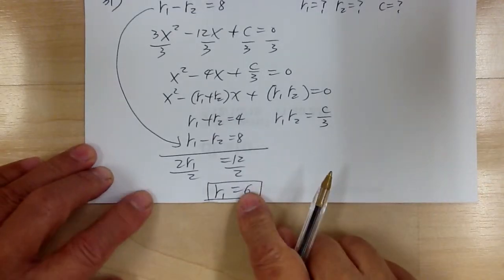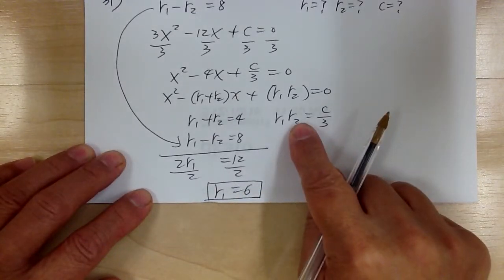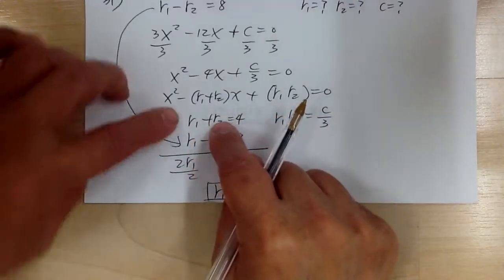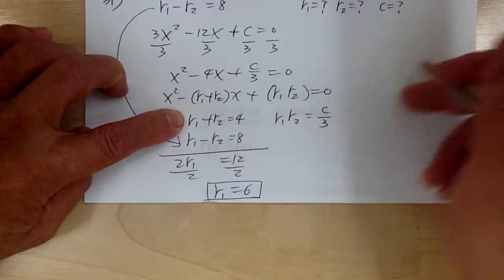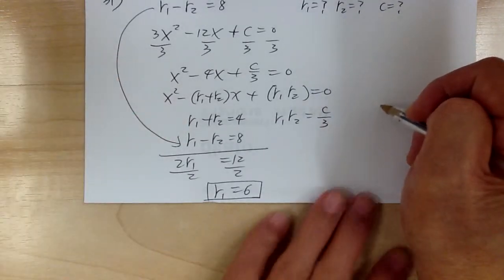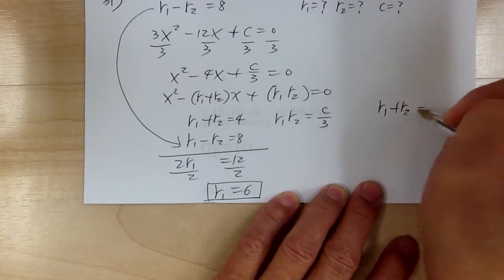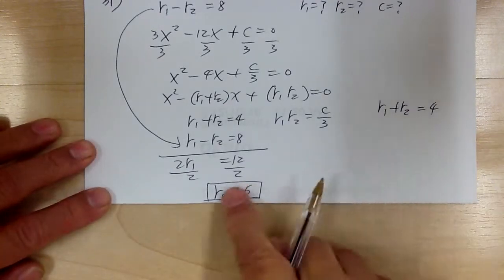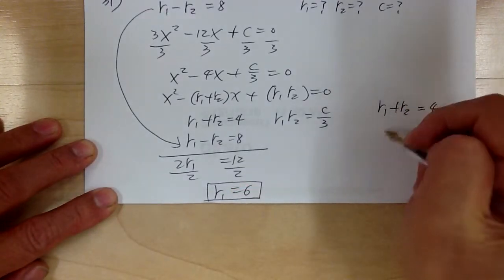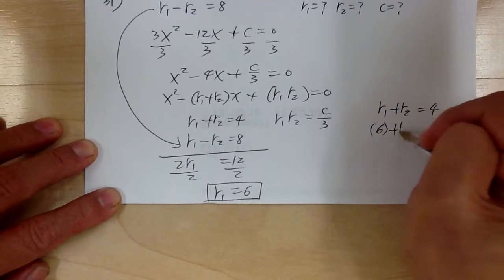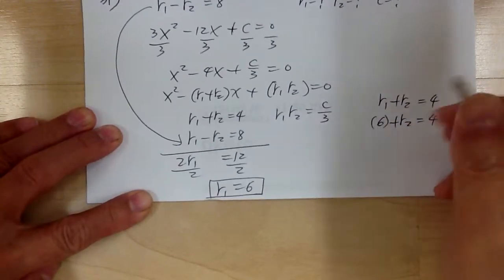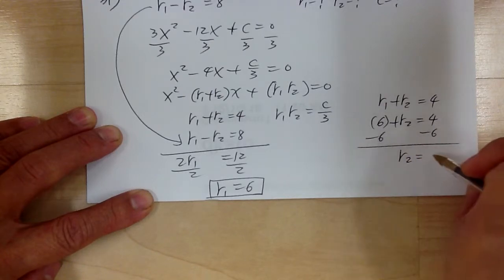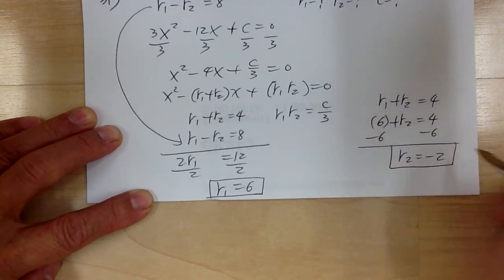So once you find this, you can put it over here, or you can use this one over here. I'm going to go up to here. So I got R1 plus R2 equal to 4. I'm going to substitute this into here to find R2. So 6 plus R2 equal to 4. So minus 6, so R2 equal to negative 2.